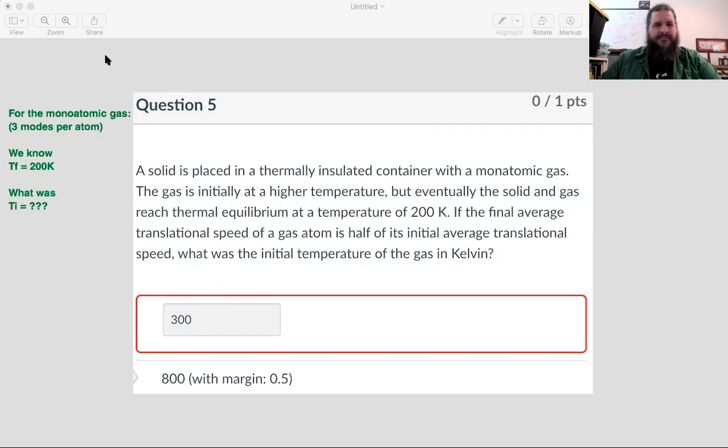The translational speed of the gas atom is half of its initial translational speed. Exactly. The gas atoms have slowed down, and we know they've slowed down to exactly half the original speed. So let me make a note of that also. We know that for any one gas atom, I want to say one average gas atom, because of course individual atoms are going to be different. They're not all traveling at exactly the same speed, but an average gas atom at the end, V final, is moving half as fast as its initial speed.